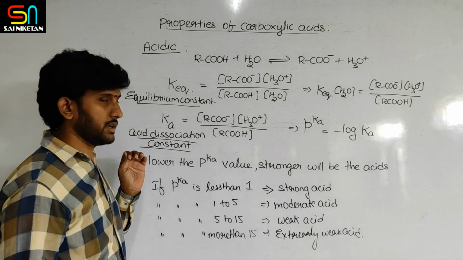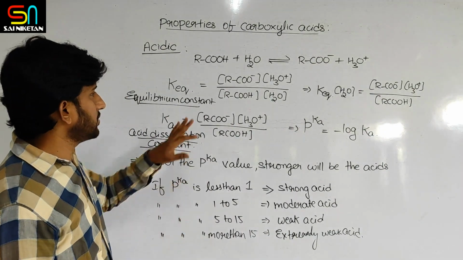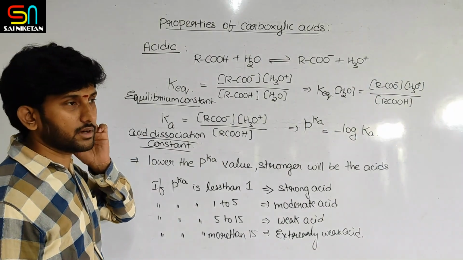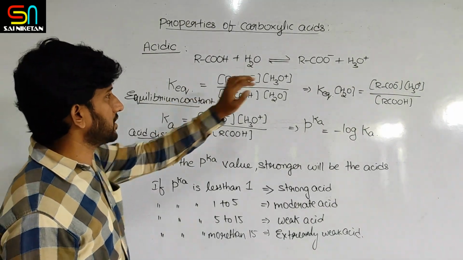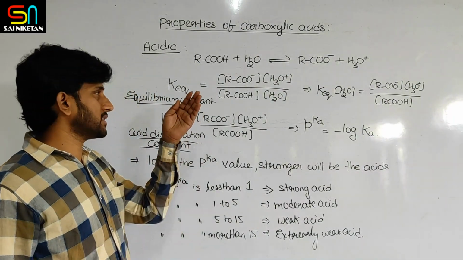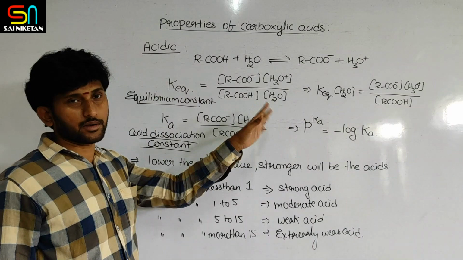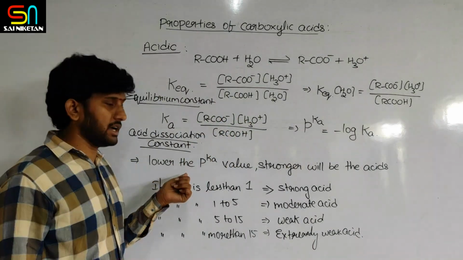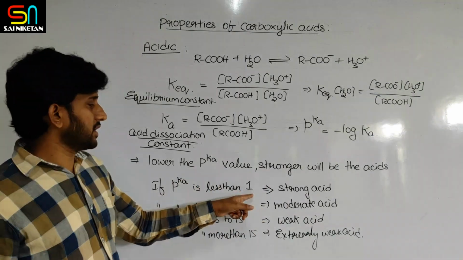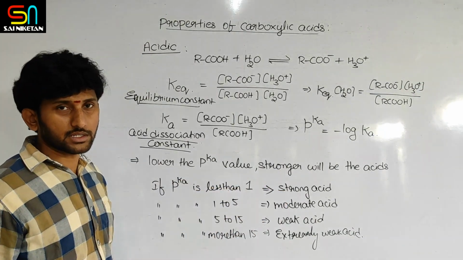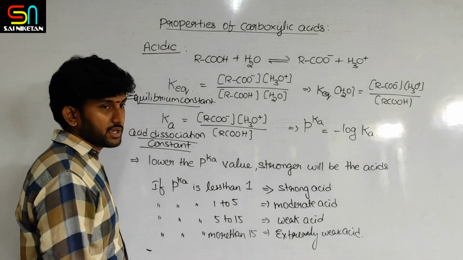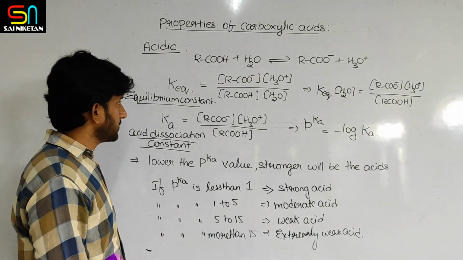So based on pKa, we have classified this. Basically, carboxylic acids, when they dissolve in water, produce the respective carboxylate ions and H3O plus ions. We represent their concentrations as Ka or pKa. Higher the pKa value, lesser the acidic strength. Lower the pKa value, stronger the acidic strength. So that is about acidic character, pKa and Ka. Okay, next.